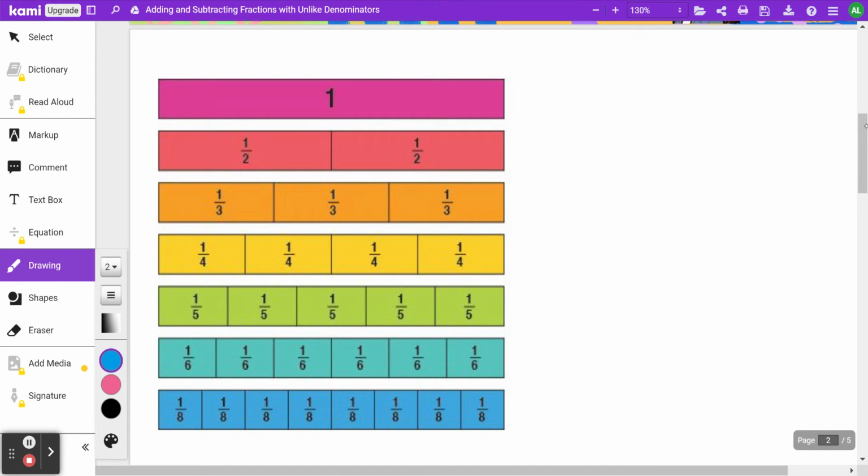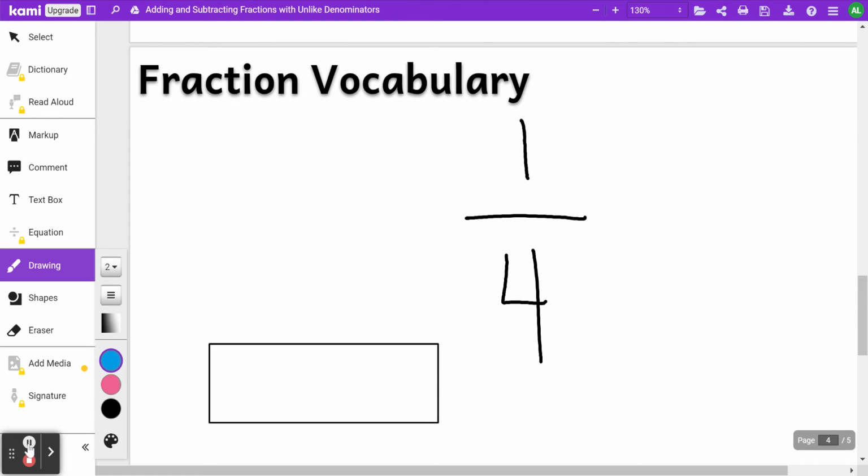But before we get started with this, and before we add our fractions with unlike denominators, we need to look at some fraction vocabulary. So here we have the fraction 1/4. Well, the interesting part here is we've got to figure out, what does 1/4 mean?